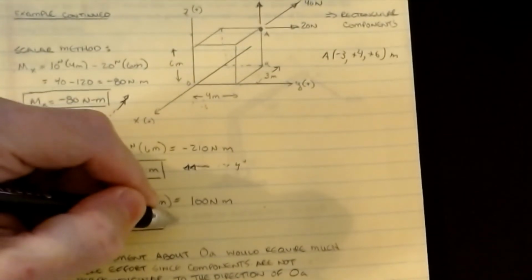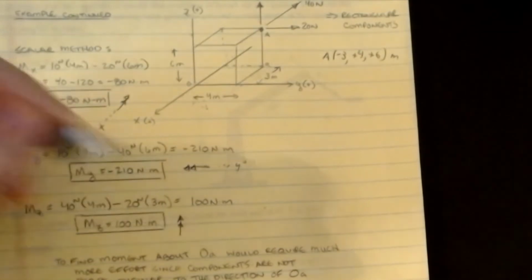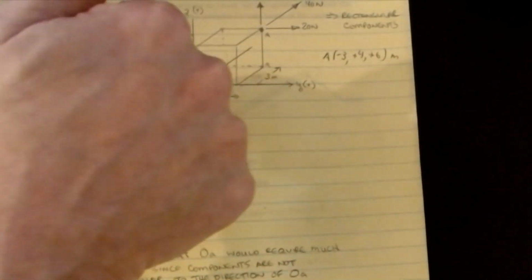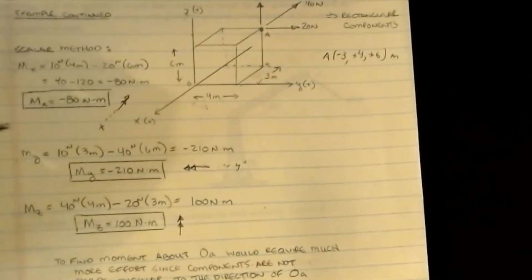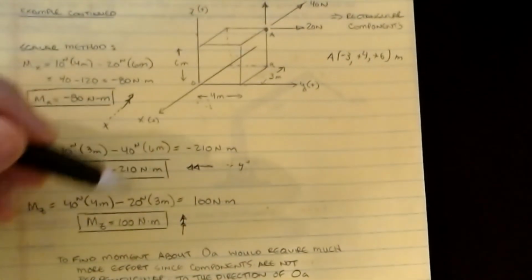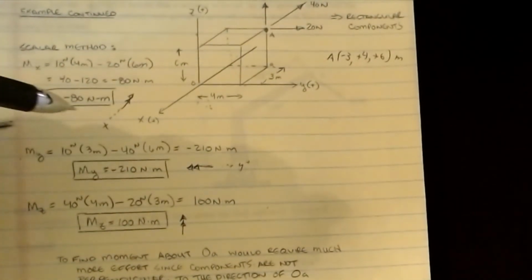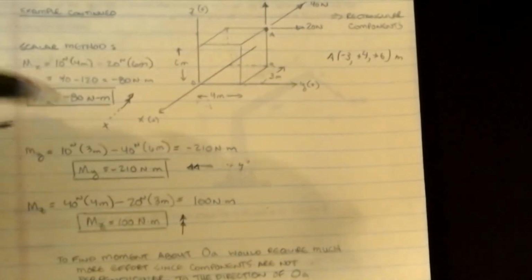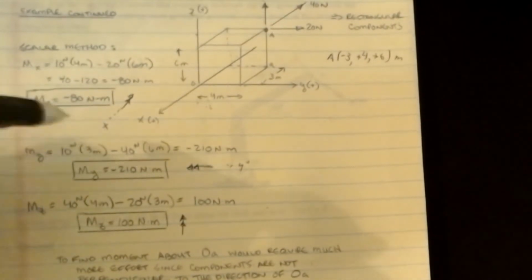Because it's positive, this moment looks like that. The net effect is it's trying to wrap in that direction. That's how we can use the signs to help us tell directions. But you have to draw these very carefully, and you have to get the signs right by hand. That's the danger of the scalar method.